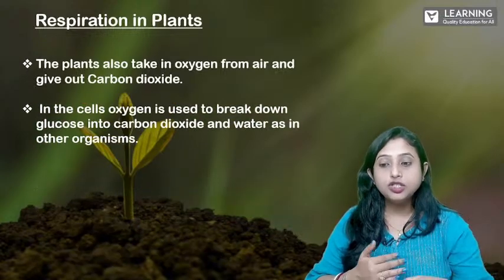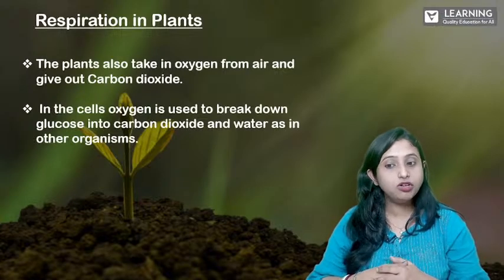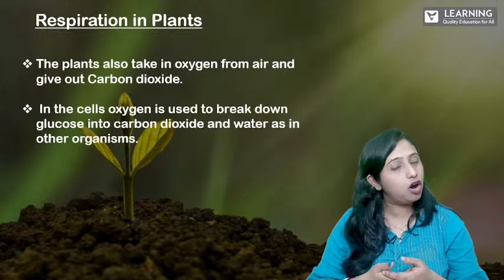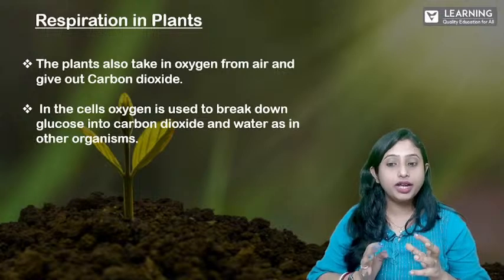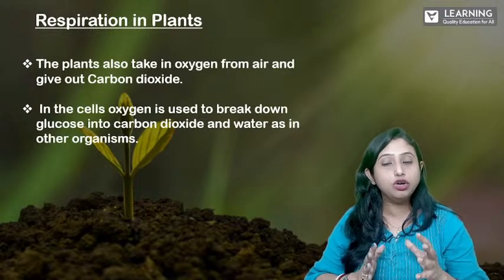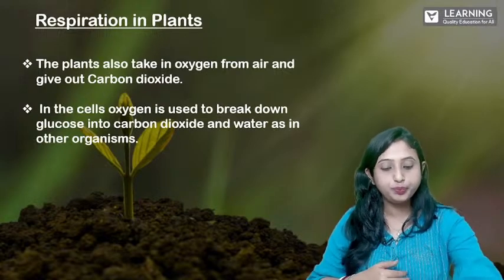Clear? So in the cells, oxygen is used to break down glucose into carbon dioxide and water, as in other organisms. So in the case of plants also, the cells use the oxygen to break down the glucose into carbon dioxide. Same in the case of plants too.